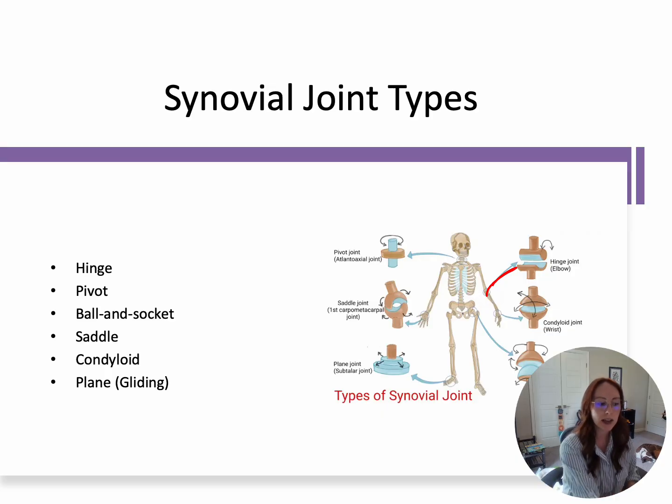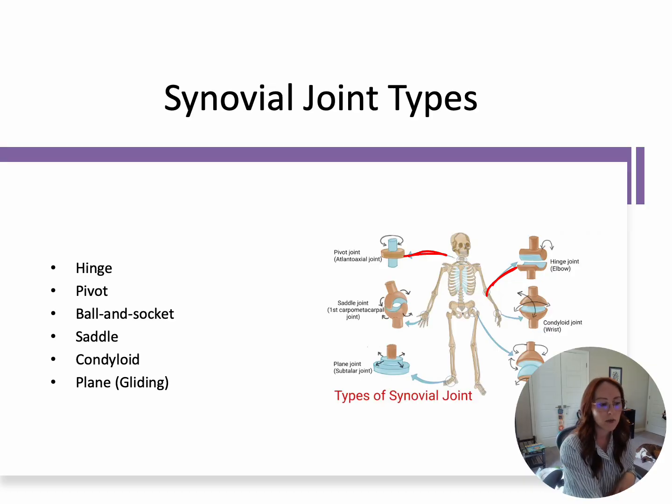And then you have your pivot joint. That's going to be right here. It allows for a rotational movement around a single axis. The most common one is the atlantoaxial joint at the base of your neck. It's at the first vertebra of your neck, allowing you to rotate and pivot your neck.